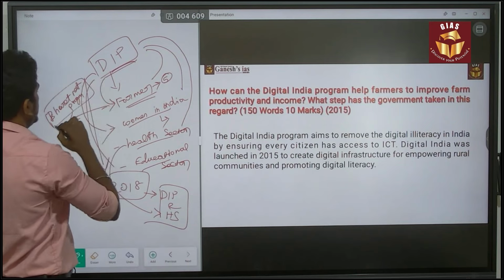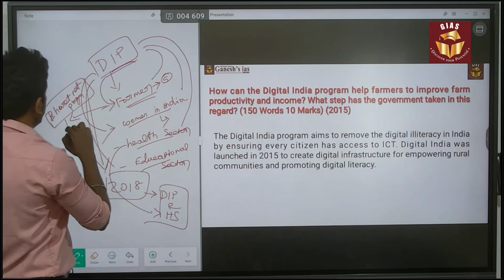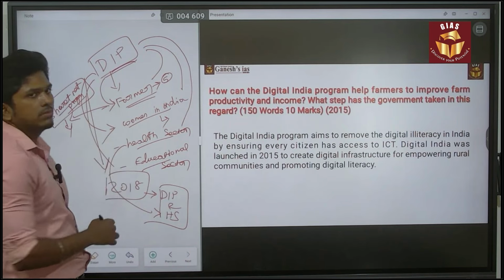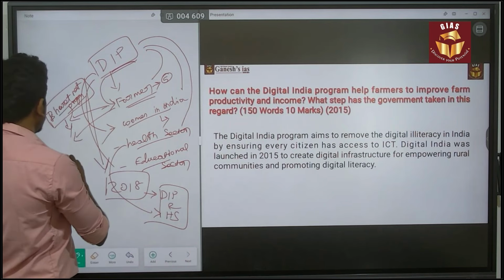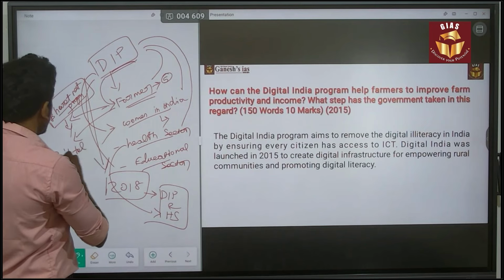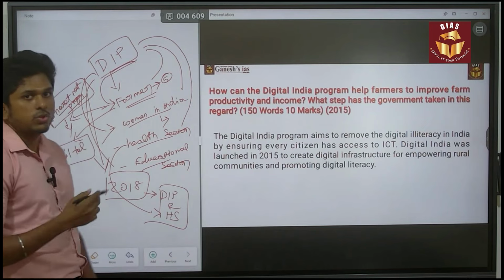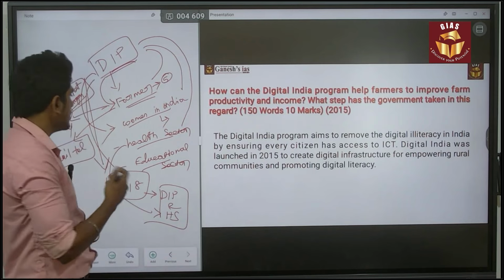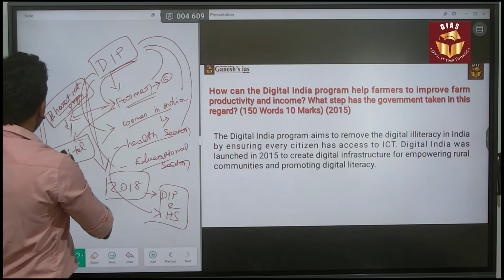So it is to provide internet connectivity to all the gram panchayats, that is called the BharatNet program. And also there is another thing called RailTel. Again, it is also to provide internet connectivity to rural India through the railway networks, railway tracks. So that is the idea. In that way you have to prepare.